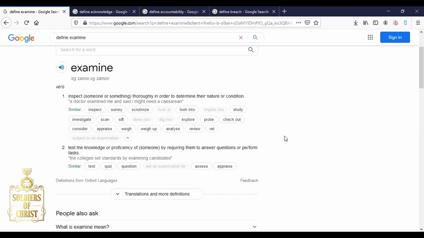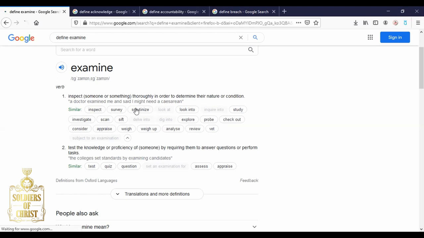Let's read the synonyms now of the word examine. Inspect. You must sit down and do an inspection of the breach. How big is it? You understand? What is it going to take for me to repair this breach? Survey. Do a survey. Scrutinize. You must scrutinize the problem set.